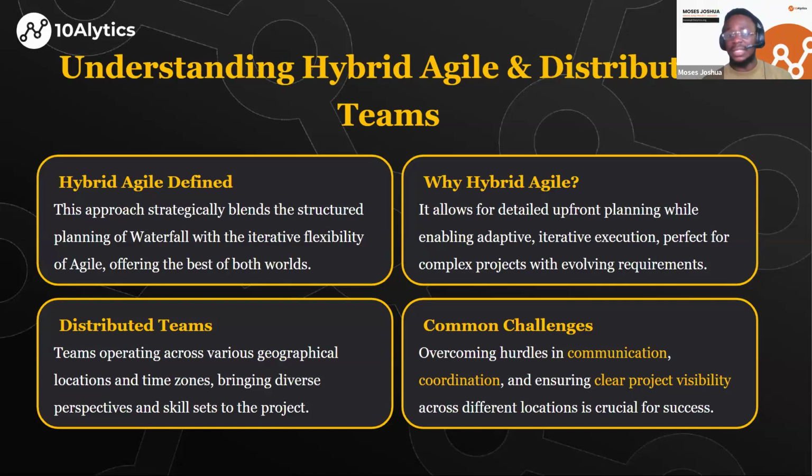And finally, ensuring clear project visibility across different locations is crucial. The end goal of everything is to make sure that everyone from different areas understands what the vision of the project is. Have a clear, visible goal of what the project is trying to achieve so that everyone will be able to work effectively.